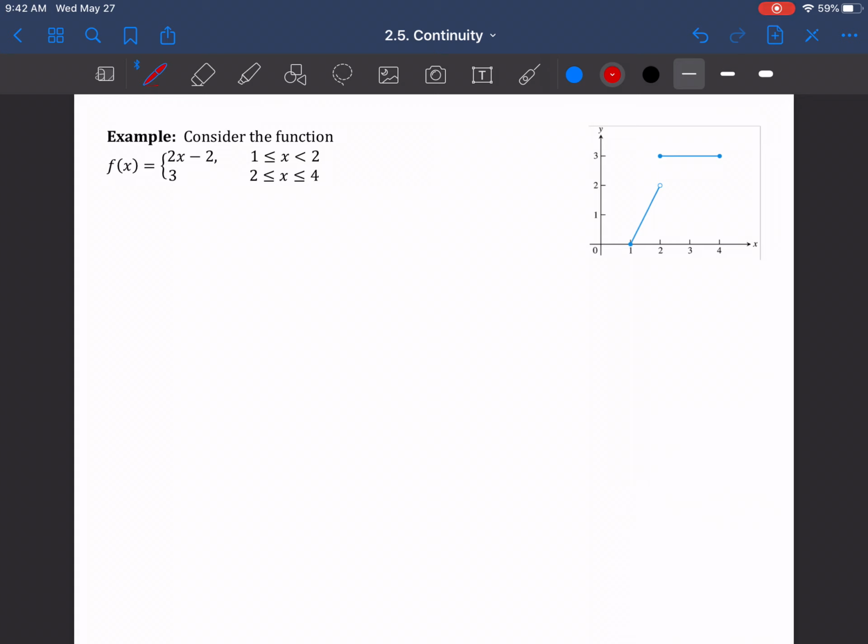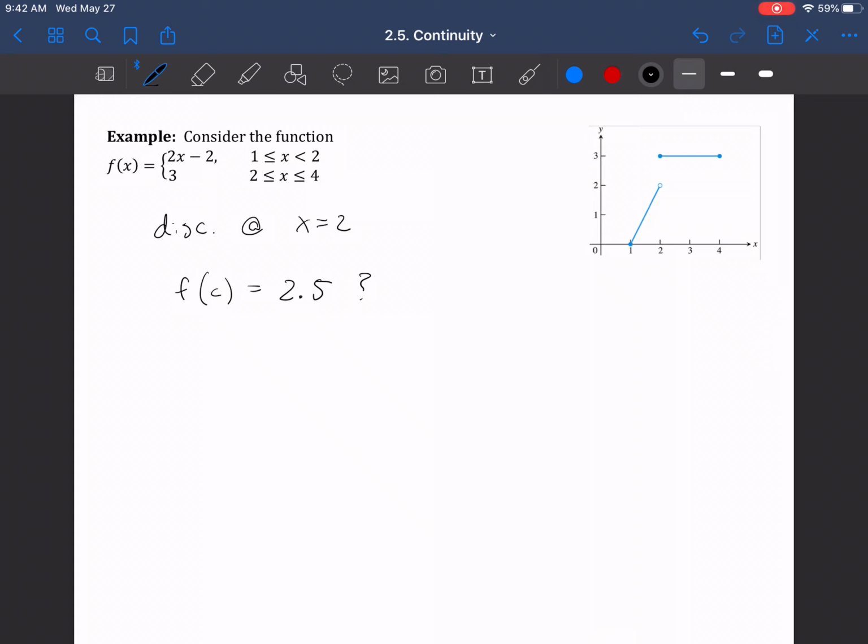All right, so take a look here. Consider the function f of x equals 2x minus 2 when x is between 1 and 2, and equals 3 when x is between 2 and 4. You can see it pictured over here. So consider this function. It's discontinuous at x equals 2. And so the question is something like, what value of c will give you an output of 2.5?